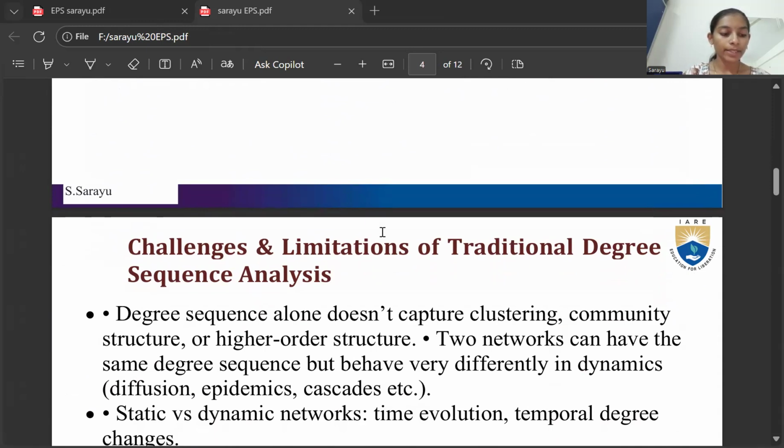Null model, baseline, and comparison. Many analysts ask: is the network structure simply a consequence of the degree sequence, or is there additional structure? On top of that, a common method generates a configuration model random graph that preserves the empirical degree sequence but randomizes everything else. Then compare real network metrics to the baseline.